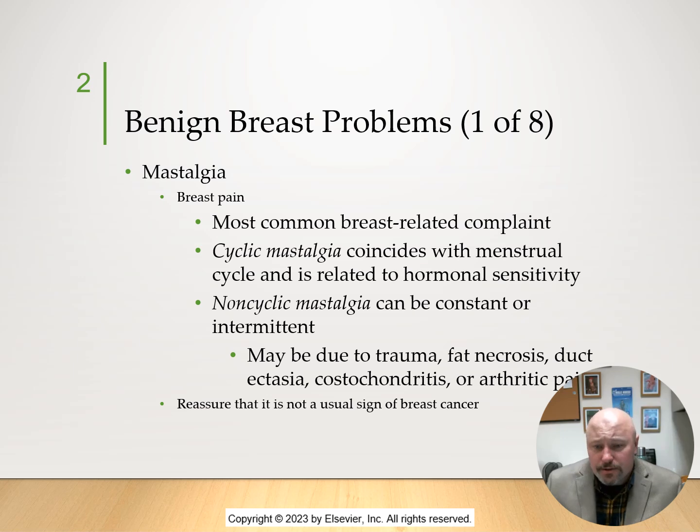The first issue we'll discuss is mastalgia, or breast pain. It's the most common breast-related complaint and can come in two forms. First is cyclic mastalgia, which coincides with the menstrual cycle, or non-cyclic mastalgia, which can be constant or intermittent. It could be due to trauma or necrosis. Reassure the patient that any signs of breast pain are not necessarily cancer.